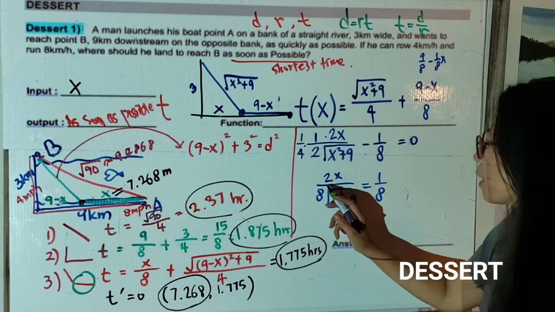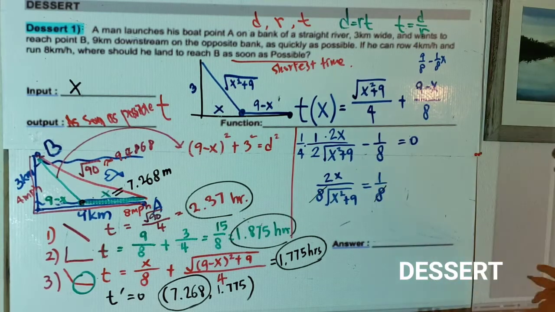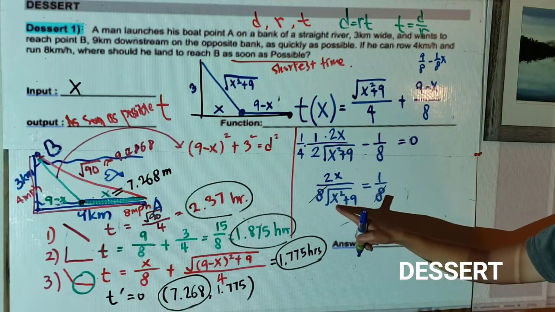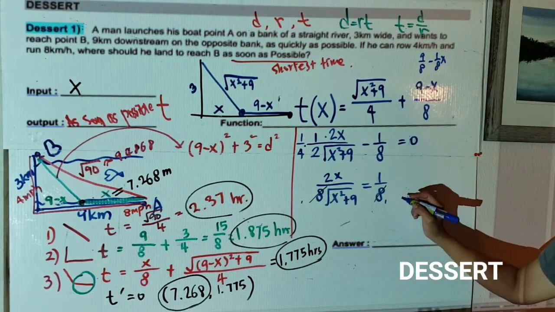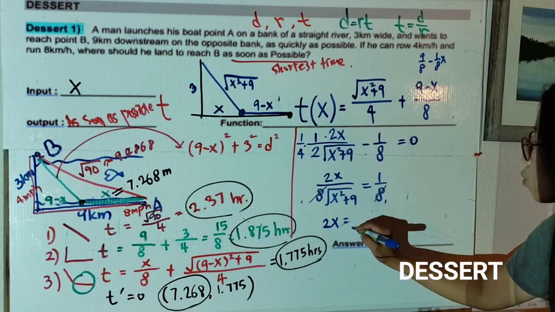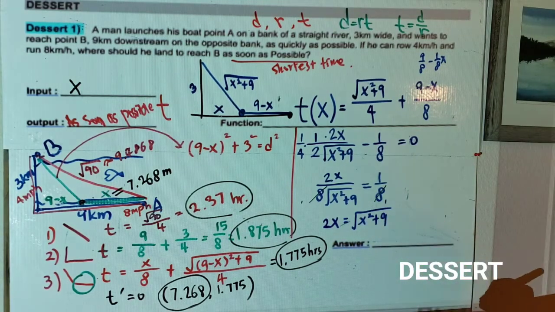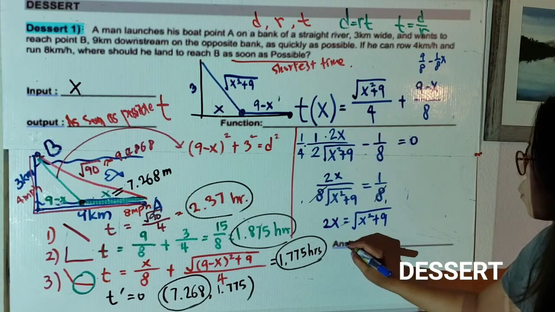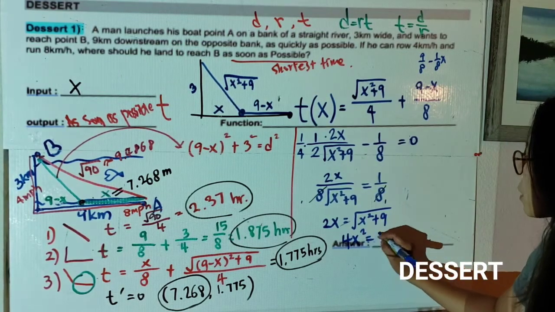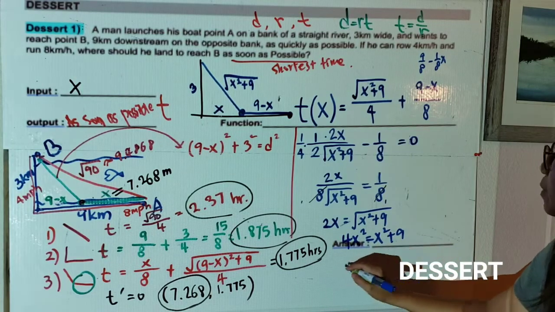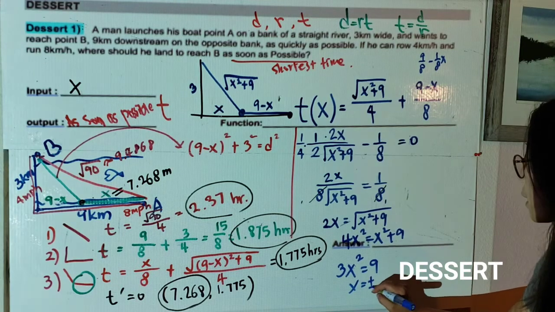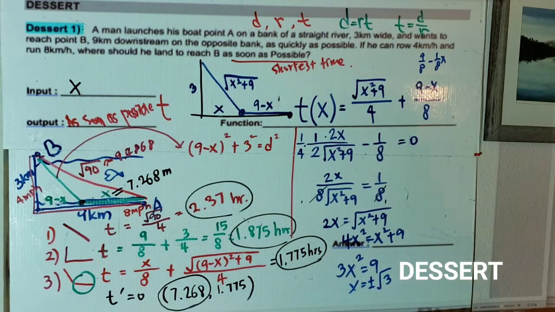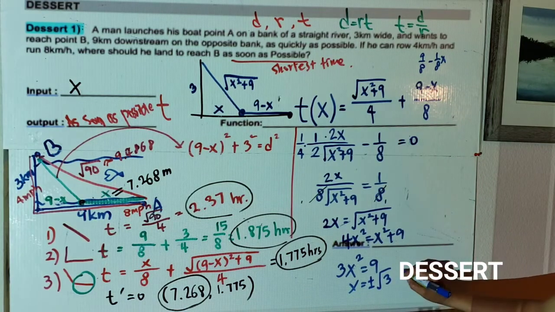Then can I multiply both sides? So those are gone. Now I have 2x over the square root of x squared plus 9 equals 1. So let's cross multiply. That gives me 2x is equal to the square root of x squared plus 9. Square both sides. That gives me 4x squared is x squared plus 9. And that makes it 3x squared equal to 9. x is equal to plus or minus the square root of 3. But it has to be positive, so I'm going to use only the square root of 3.